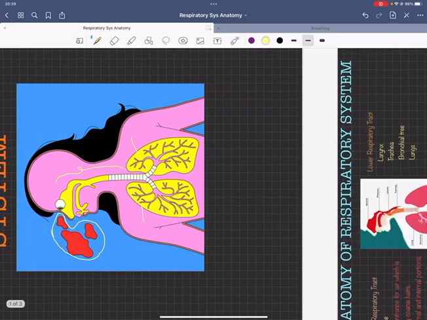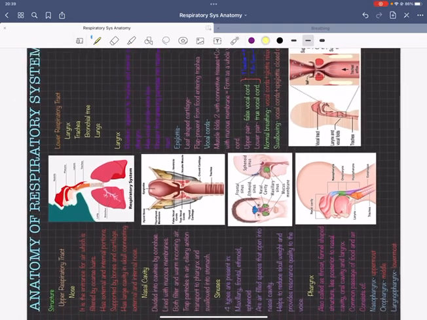In detail, we can see that there are numerous anatomical structures involved in the respiratory system, and here we can divide them into two sections: the upper respiratory tract and the lower respiratory tract. Within the upper respiratory tract, there are usually four structures called the nose, nasal cavity, sinuses, and pharynx.